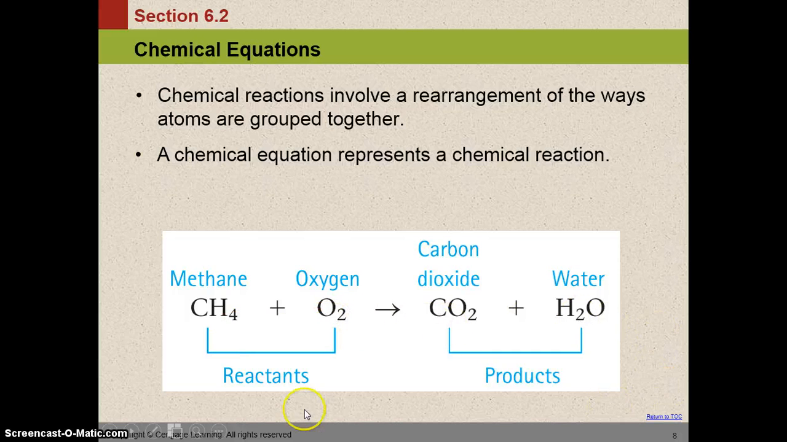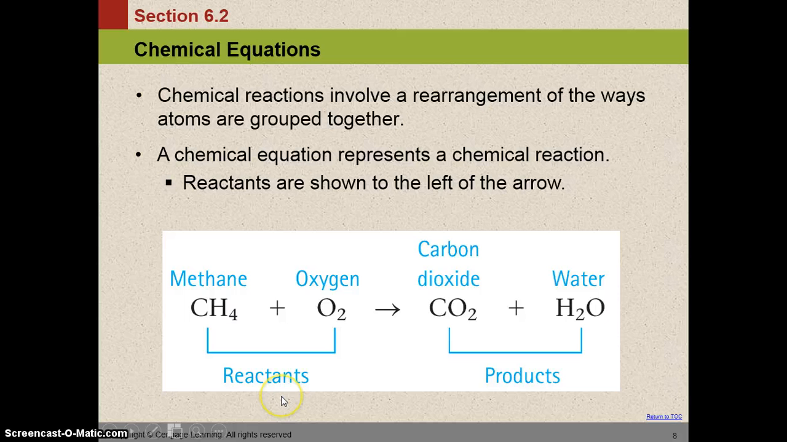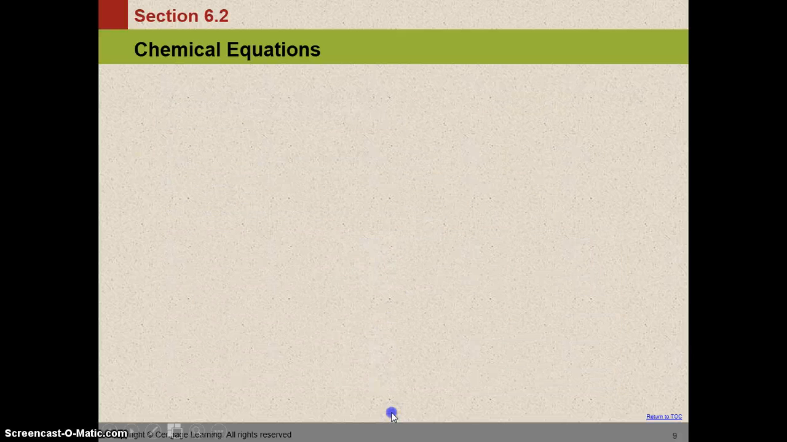And at this point, I'm going to tell you that anytime you have a hydrocarbon, that's what this is called, so when you have a hydrocarbon, this could have carbon, hydrogen, or could have carbon, hydrogen, oxygen, anytime you burn it in oxygen, always your products are going to be carbon dioxide and water. And that's one of the things you just have to remember, especially for the test. The reactants are always to the left of the arrow, so the arrow points to the products. The products are to the right.